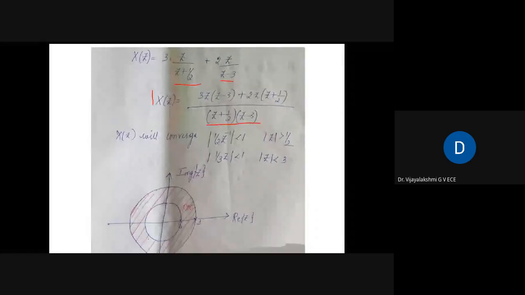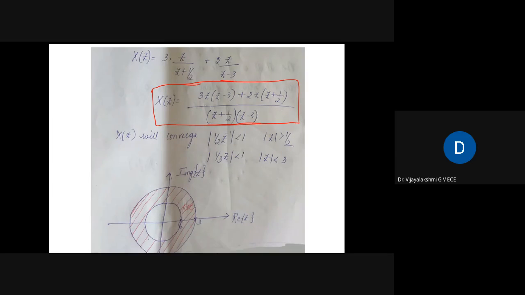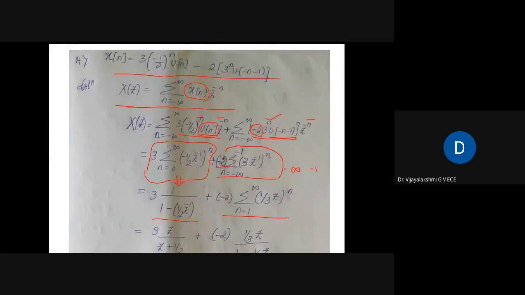So this becomes your X of z after simplification. Now we have to find out for what values of z this X of z will converge. As per our formulas, the two terms I have written here can converge, provided your alpha should be less than 1.